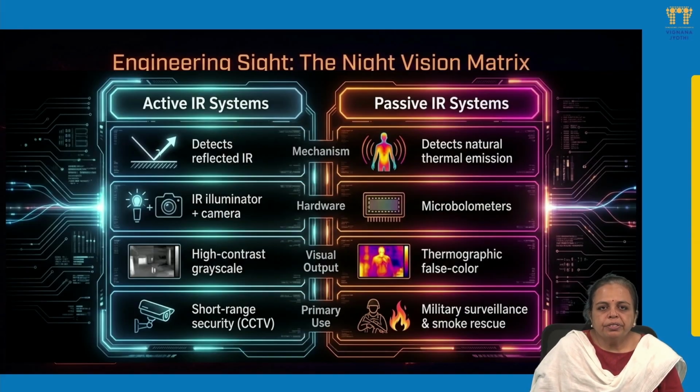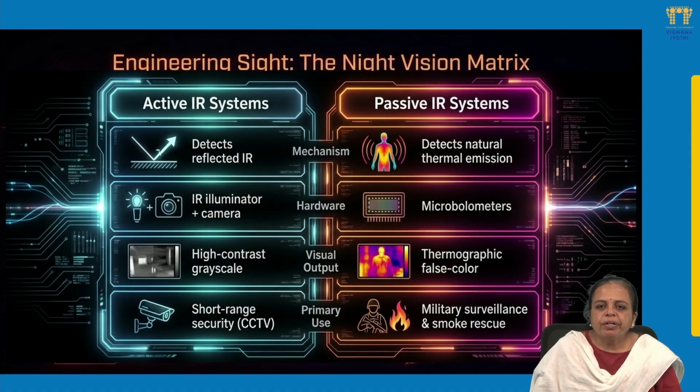So from the engineering side, there are two types of systems. First we call the active IR system, and the second we call the passive IR system. In the active IR system, we detect the reflected IR. In the passive, we detect the natural thermal emission, only the natural thermal emissions. In the active, there is an IR illuminator plus a camera. But in the passive, the work is done by microbolometers. The active gives high contrast and grayscale images. The passive gives thermographs in false colors.